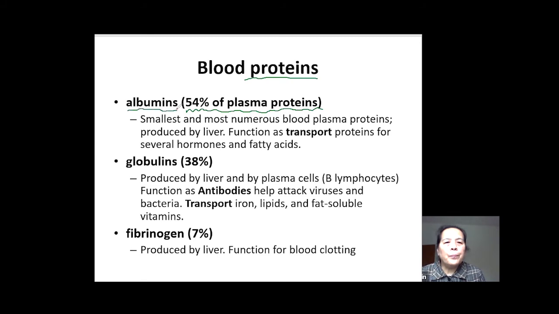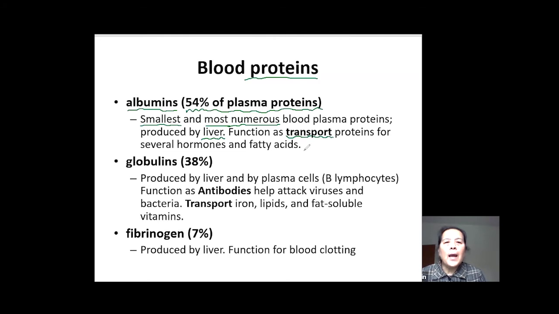is albumin. So this kind of protein is the smallest one. Yeah, these proteins' size is smaller, but they have a big number, big amount, but the individual size is smaller. It's produced by the liver, and its function is mainly transport function.